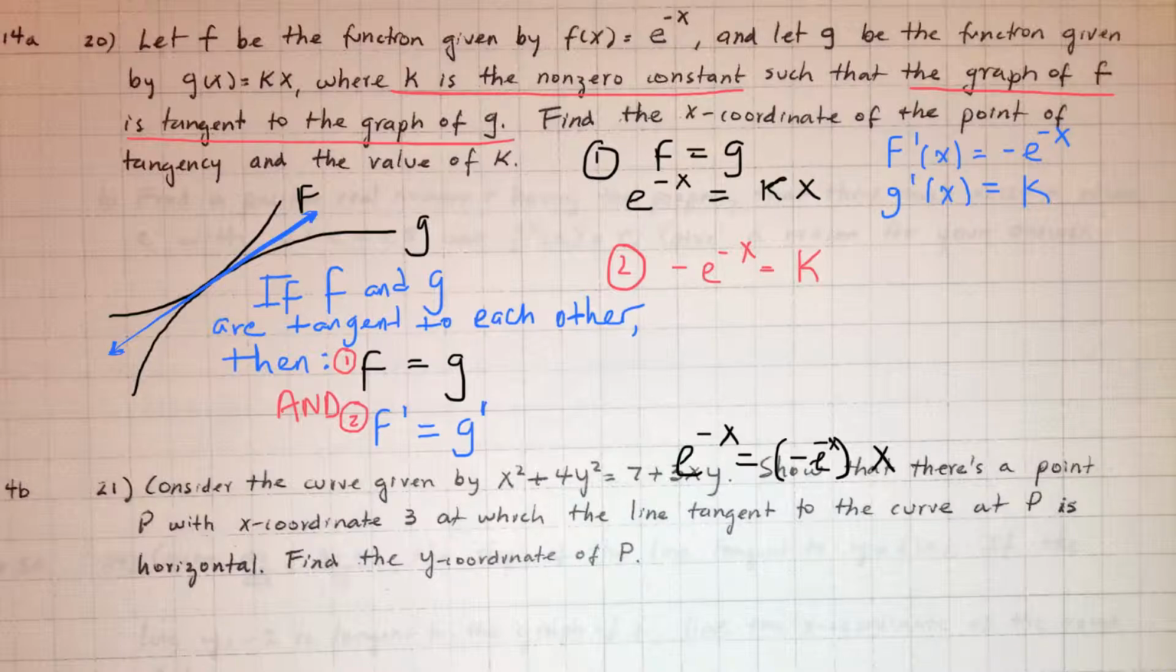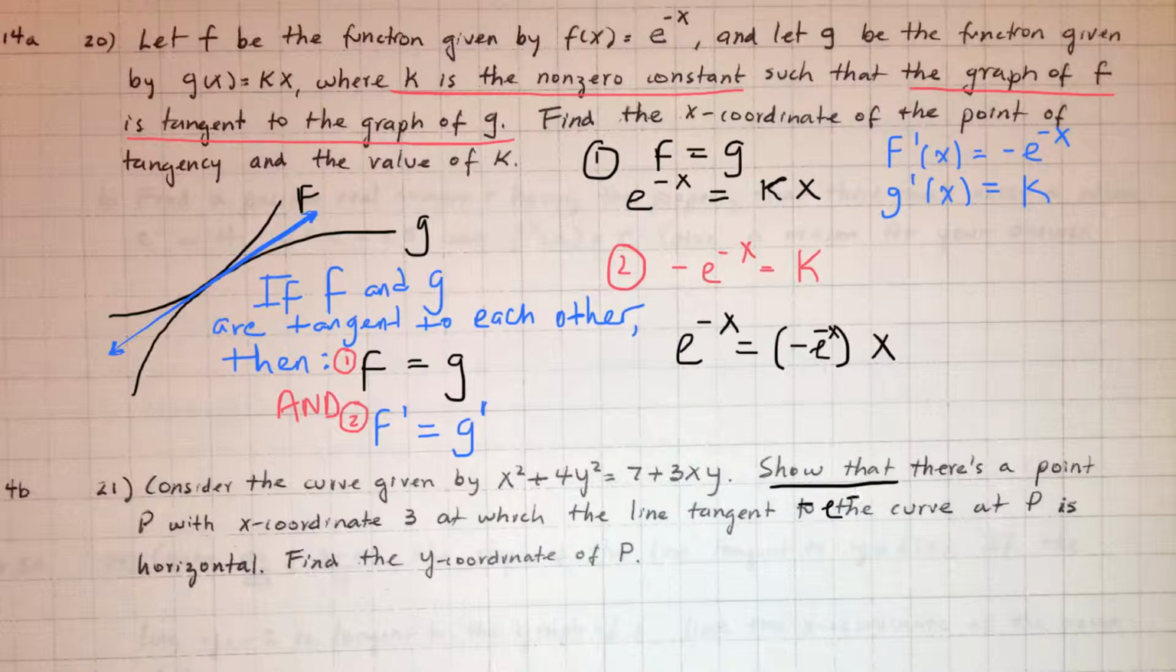And now I can solve for x, because look at it. My only variable is x. What do you propose we do to solve for x? I propose we divide by negative e to the negative x. And so if I do that, we'll get x equals, well, these two are the same, so I should get 1, but then this one's negative. x equals negative 1. Ta-da!